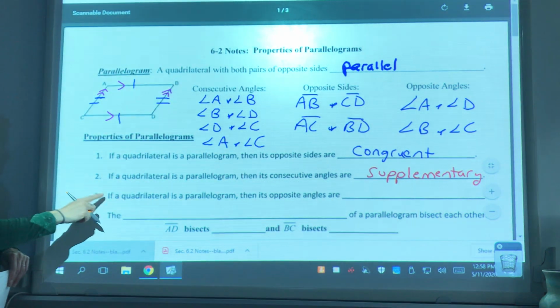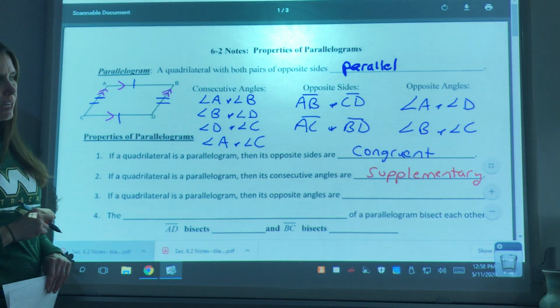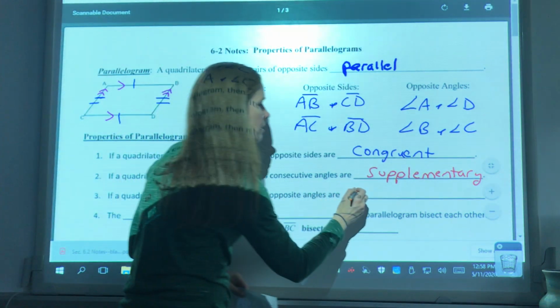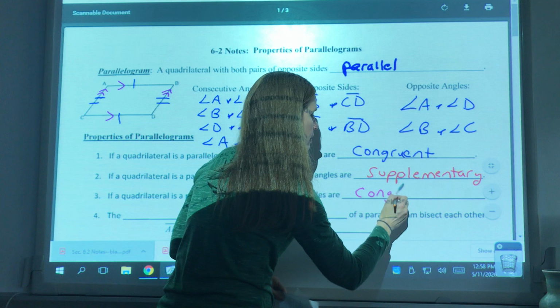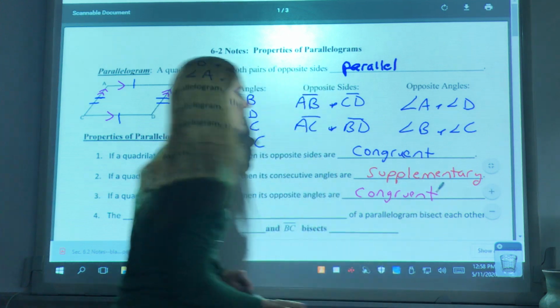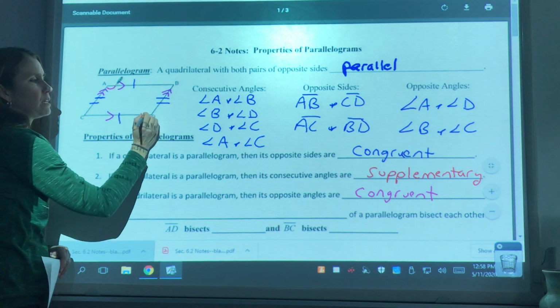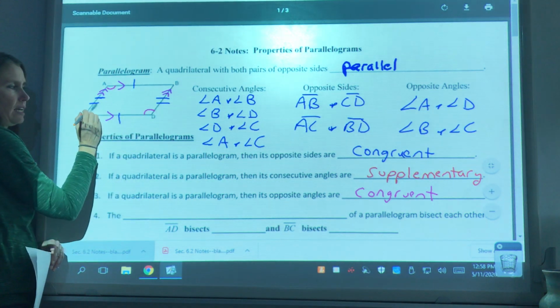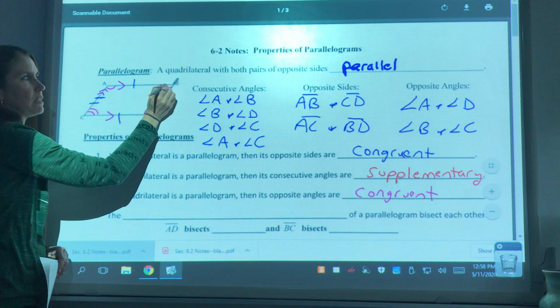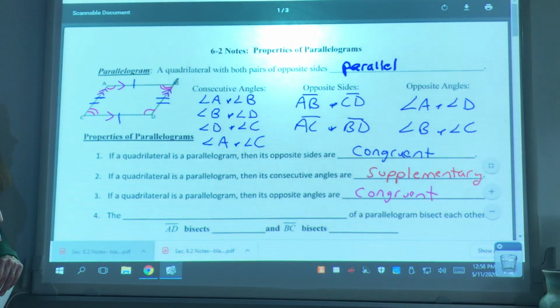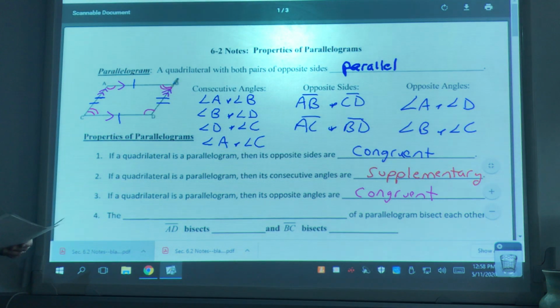All right, next one says if a quadrilateral is a parallelogram, then its opposite angles are congruent. Okay, and that is something I can mark on the picture. I know that this angle must be congruent to this angle, and I know that this angle must be congruent to that angle.